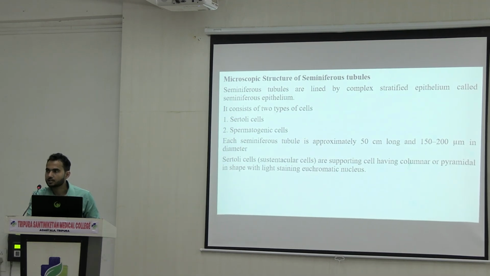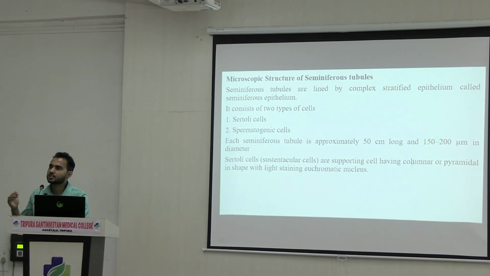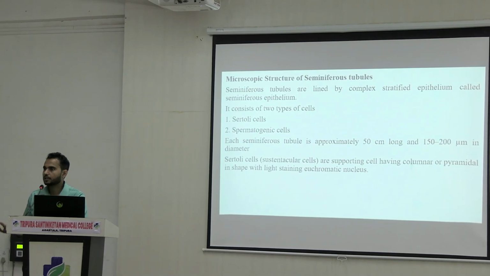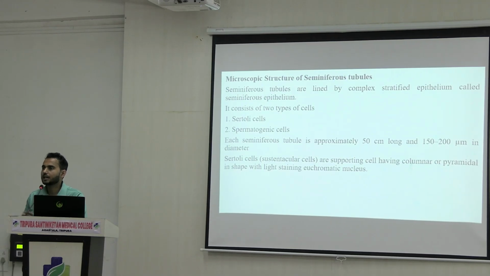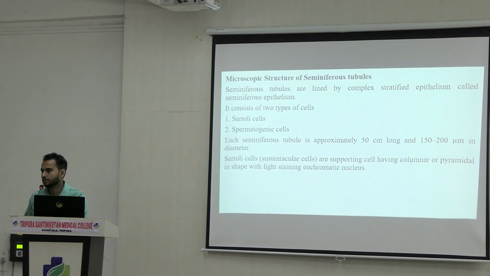Okay, inside that two types of cells are there. What are they? Sertoli cells and spermatogenic cells. As I said, Sertoli cells are in a supporting role. Spermatogenic cells means various stages of spermatozoa are present. That means spermatogonium may be there, then primary spermatocyte, secondary spermatocyte, spermatids, spermatozoa, all those things are present in the various parts of the seminiferous tubule.